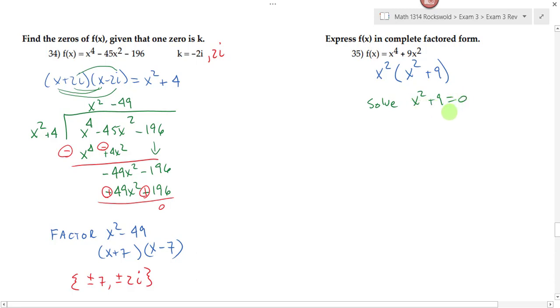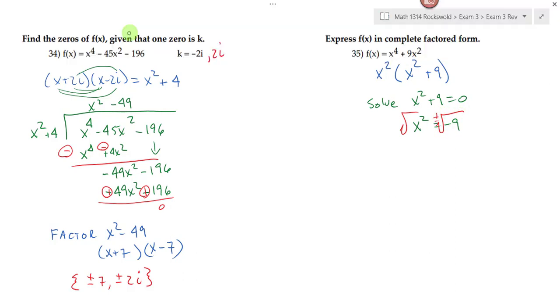If I subtract 9 from both sides, that gives me x squared equals -9. Now, to get the x by itself, I take the square root of both sides, but I've got to remember the plus or minus. So that means that x is equal to plus or minus the square root of -9. Well, the square root of a negative gives me an i, and the square root of 9 is 3, so this would be 3i.